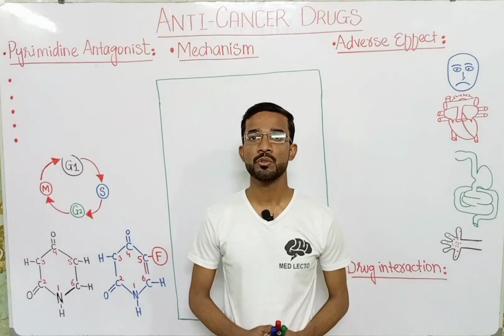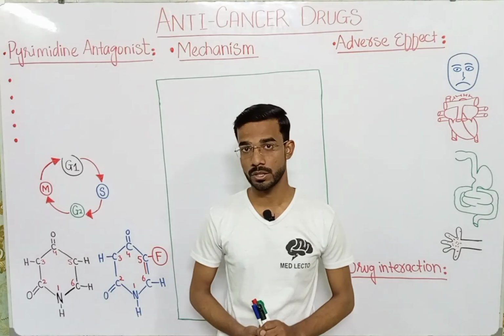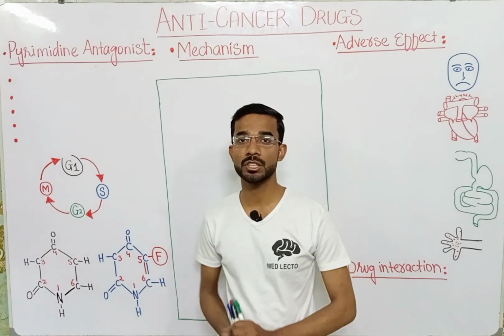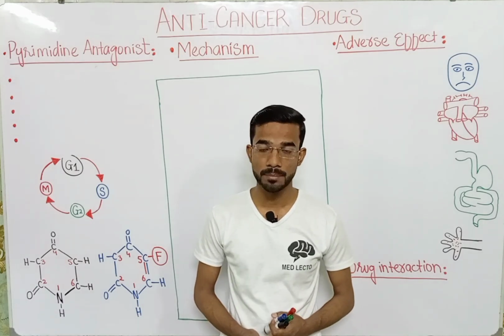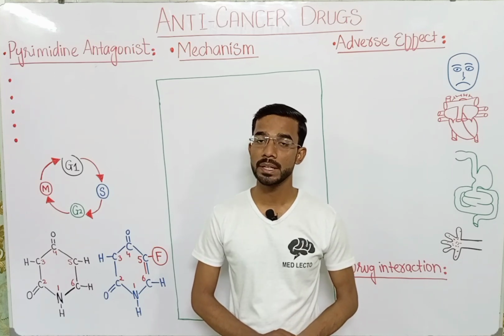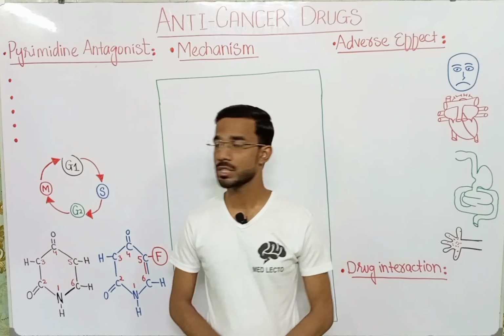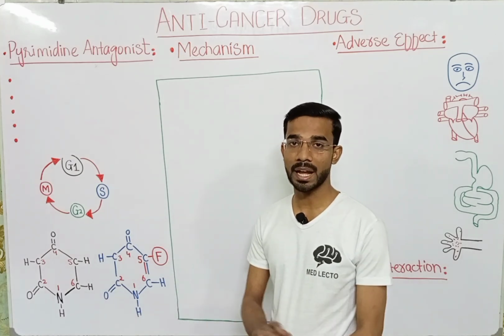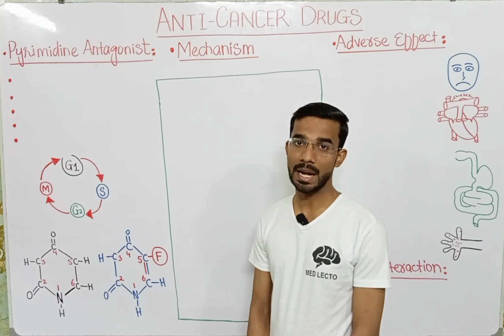Today we are going to discuss anti-cancer drugs, specifically pyrimidine antagonists. In the previous lecture we discussed the folate antagonists and purine antagonists, but now we are going to discuss pyrimidine antagonists. So let's start. Basically, there are 5 most important drugs that fall in the pyrimidine antagonists.